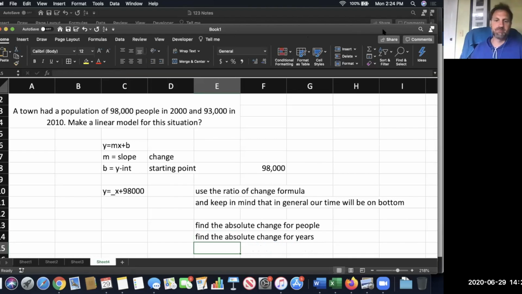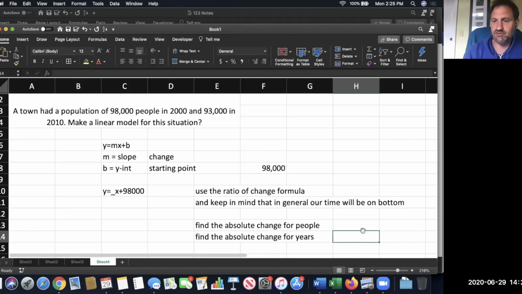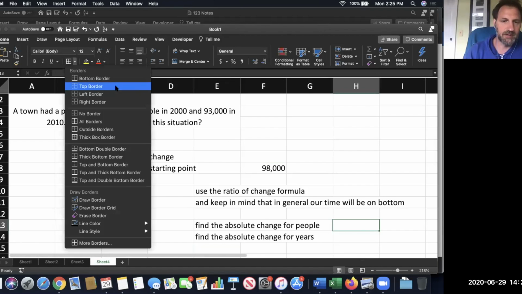We want to find the ratio of change in this situation. Okay, anybody come up with this ratio of change? This is M we're talking about. We're trying to find the slope. We just need to find the absolute change for people, find the absolute change for years, make the ratio, bada boom, bada bing. What do you got?